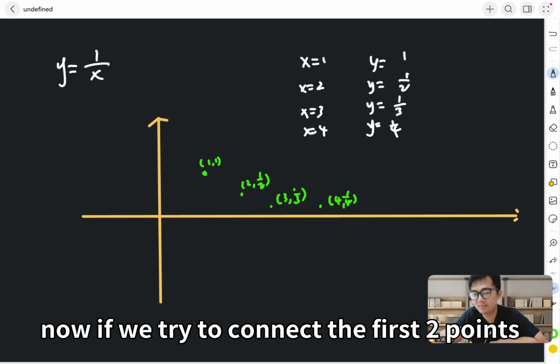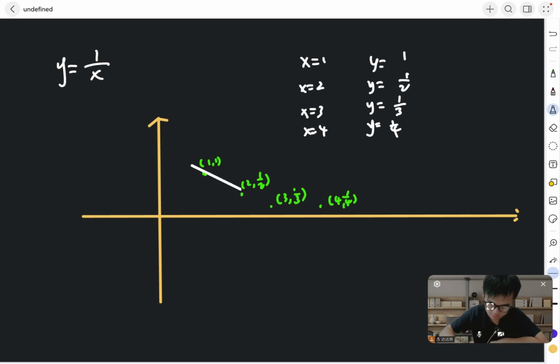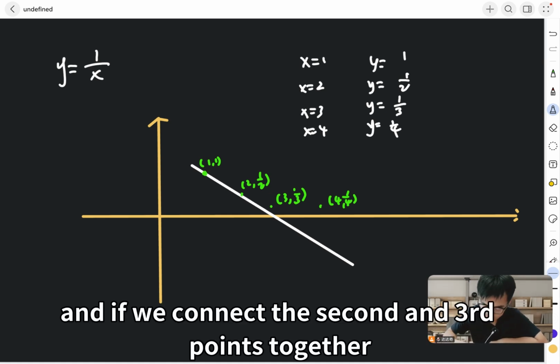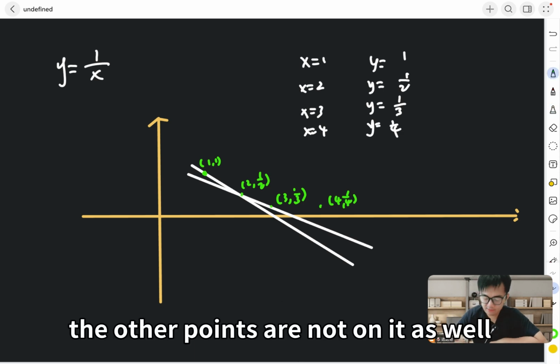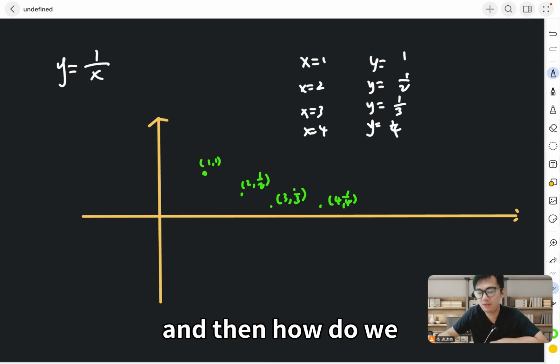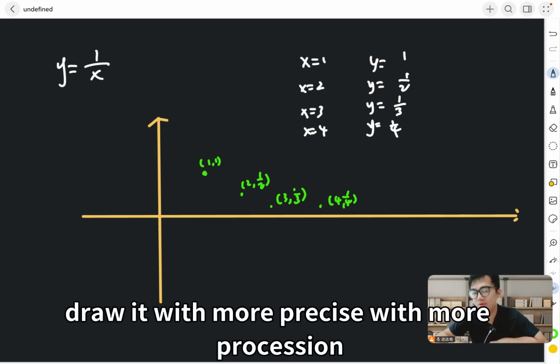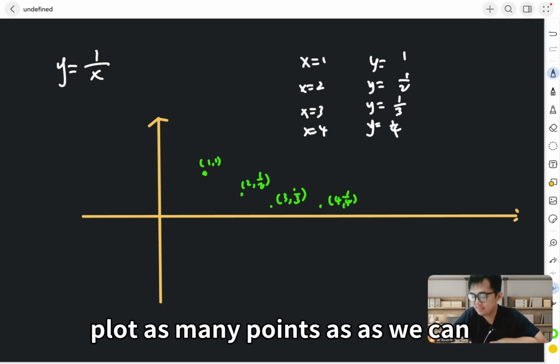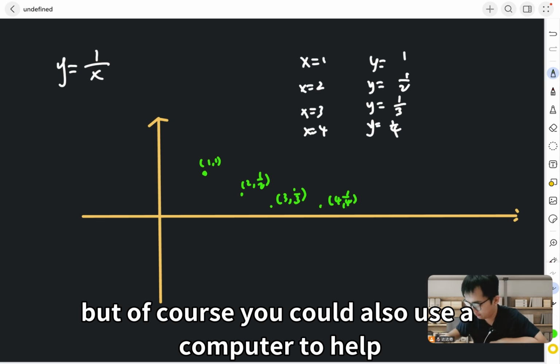Now, if we try to connect the first 2 points with a line, you can see the other points are not on the line. And if we connect the second and third points together, the other points are not on it as well. So obviously, it's not a straight line. Then how do we draw it with more precision? Well, we can just plot as many points as we can. Of course, you could also use a computer to help.